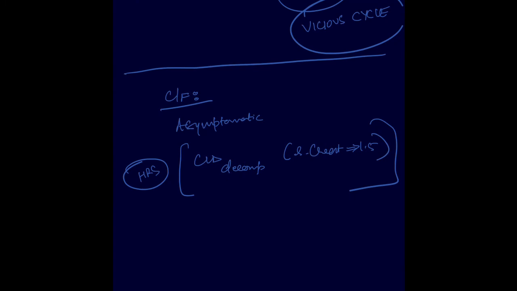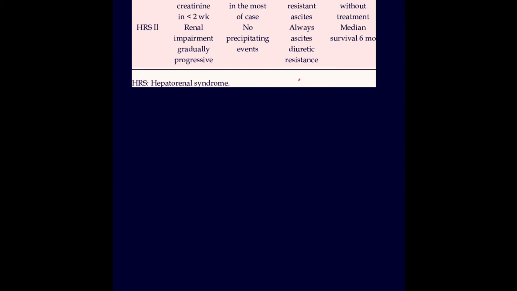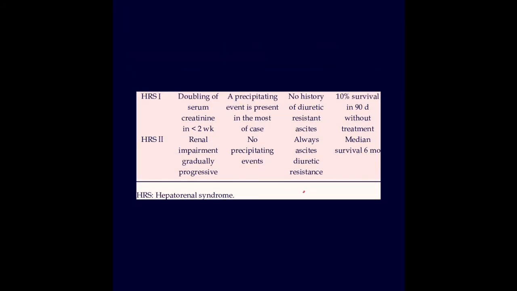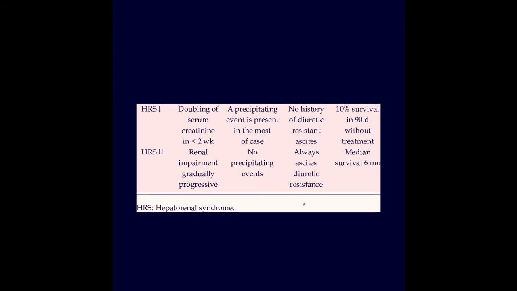So patients are mostly asymptomatic. The most common clinical presentation is asymptomatic, followed by decreased urine output. This is the most common. Okay, now coming on to the differences between HRS type 1 and type 2. We need to always remember that HRS type 1 is the most dangerous type, the most serious type.